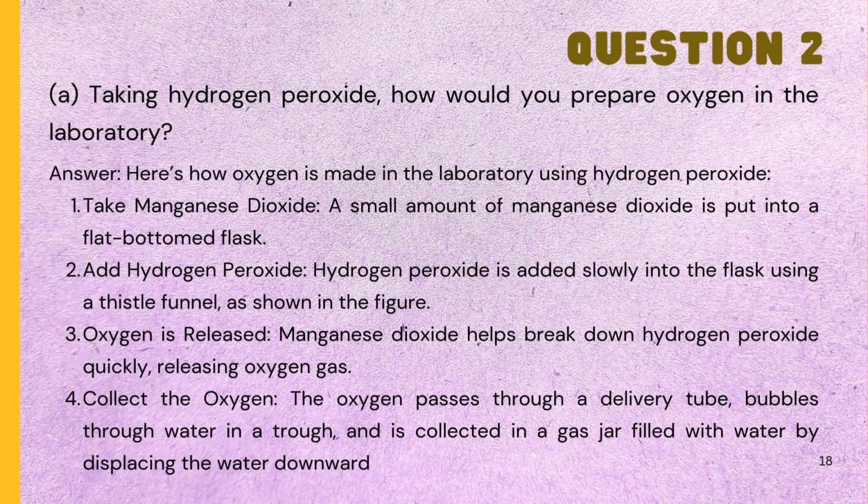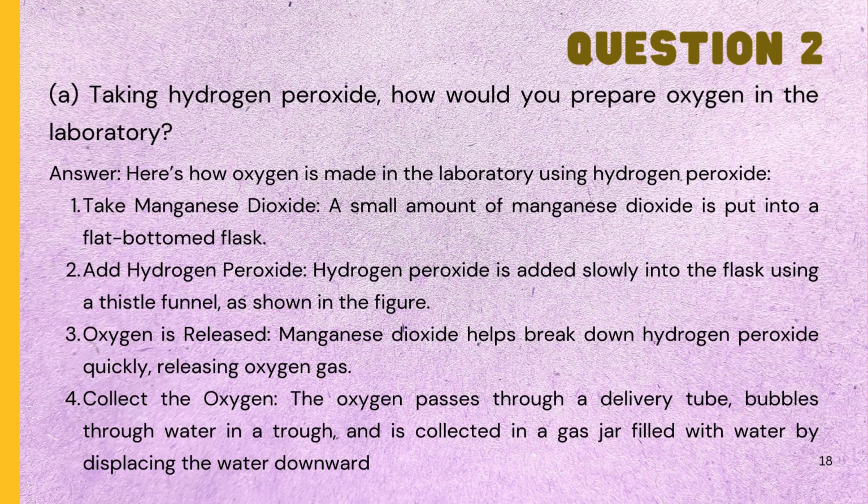A. Taking hydrogen peroxide, how would you prepare oxygen in the laboratory? Answer: here's how oxygen is made in the laboratory using hydrogen peroxide. Take manganese dioxide. A small amount of manganese dioxide is put into a flat-bottomed flask. Add hydrogen peroxide. Hydrogen peroxide is added slowly into the flask using a thistle funnel.